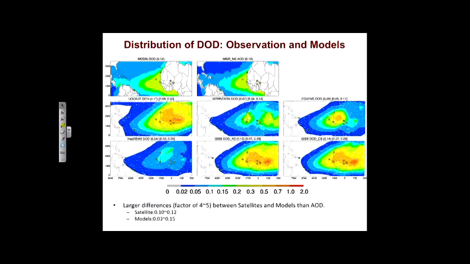How about DOD? Well, it's more spread, some are more yellowish. First of all, you see the greenish satellite that is around 0.1, but models are higher sometimes or lower. But the difference from AOD is that the discrepancy of models for dust is much larger. Now the difference is a factor of 4 to 5, a more severe difference.